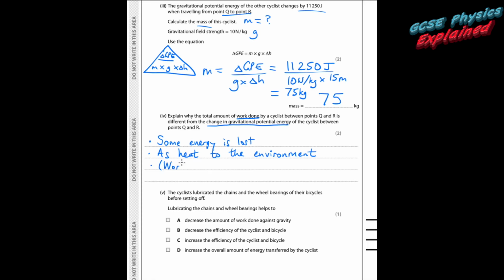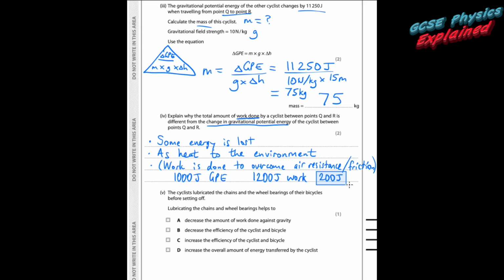So work is done to overcome air resistance or friction. So just say you gained 1,000 joules of gravitational potential energy. It might have taken you 1,200 joules of work to get you to the top of the mountain. So in other words, 200 joules has been wasted to overcome friction and air resistance. It's just kind of turned into heat and it's been lost to the environment. I hope that makes sense.